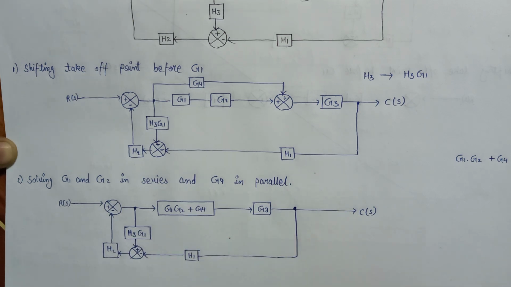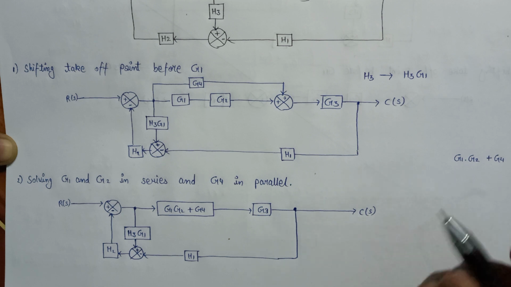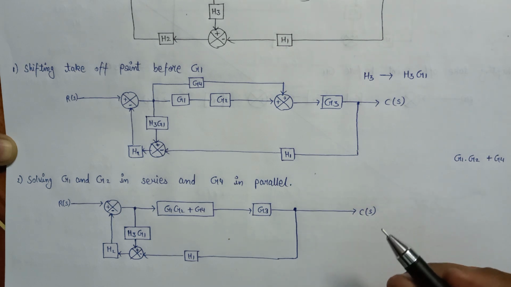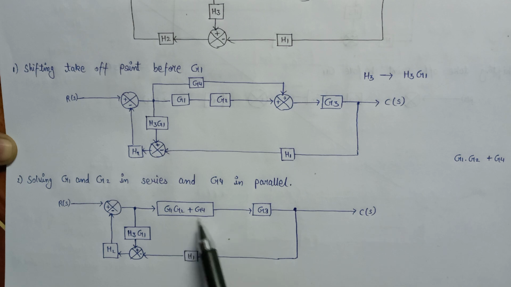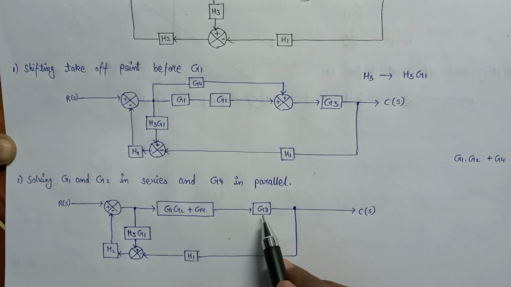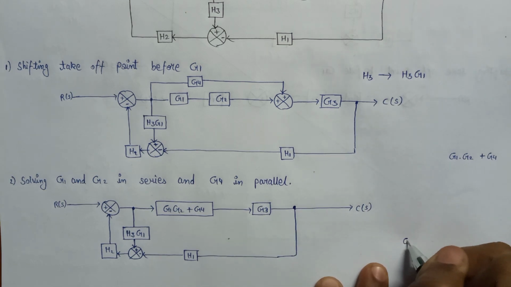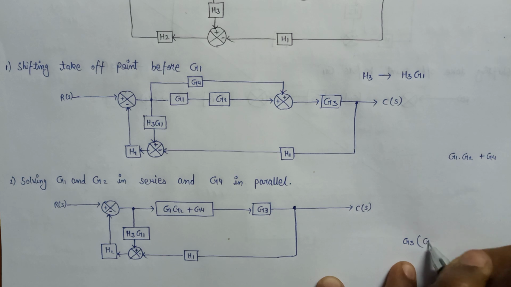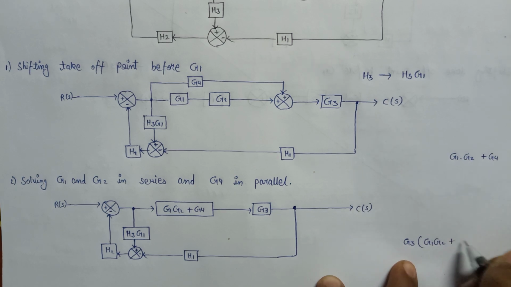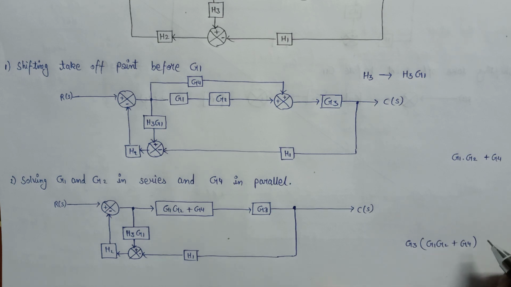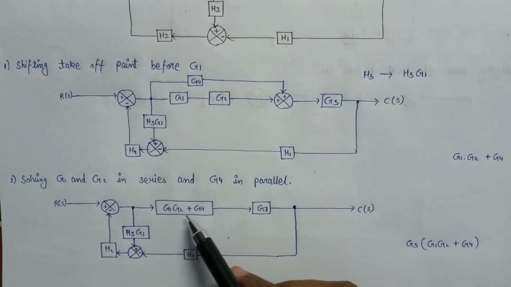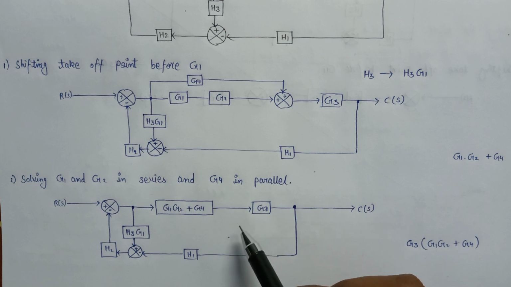So this is a simplified block diagram. Now let's analyze what the next step will be. Here this block and this block are in series combination. So the overall output of these two blocks will be nothing but the multiplication of the gain of these two blocks. So the equivalent gain will now become G3 multiplied with G1 G2 plus G4. So this is the equivalent gain which will come after the multiplication of these two blocks.